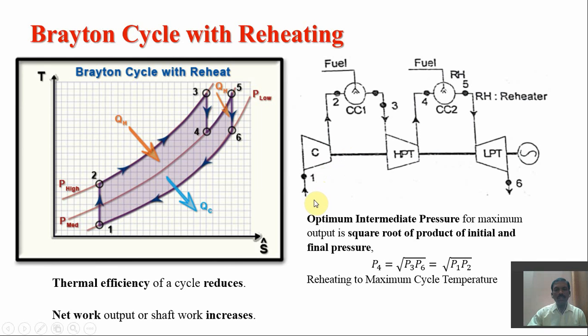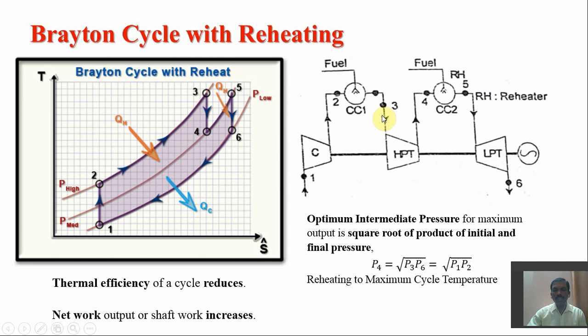Now if you see in reheating, in the compressor 1 to 2 compression is done, 2 to 3 heat is added in combustion chamber 1, the main combustion chamber. 3 to 4 is expansion in high pressure turbine. Then 4 to 5, this is a reheater. Fine. Reheater, combustion chamber 2 or auxiliary combustion chamber, sometimes it is named as. Then 5 to 6 is expansion process in low pressure turbine.